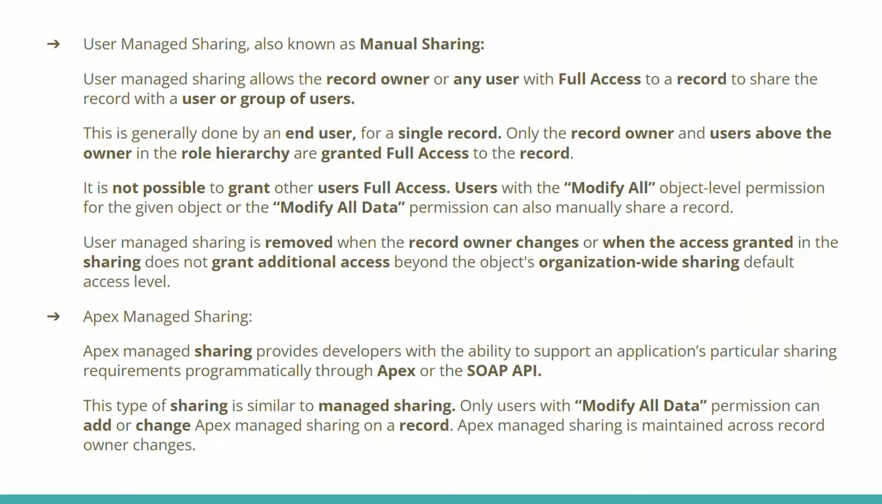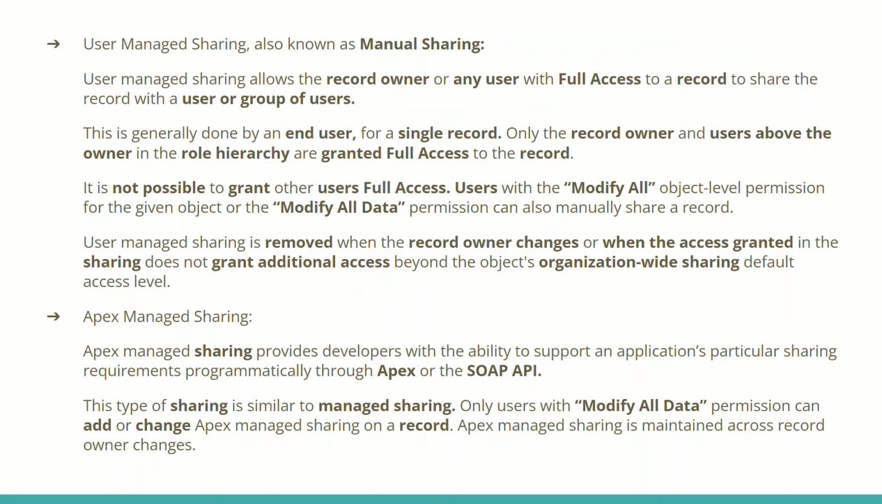User managed sharing, also known as manual sharing. As we all know, we have a button, and when we click on that button manually, the record will be shared. This is generally done by the end user for a single record. Only the record owner and users above the owner in the role hierarchy are granted full access to the record. So if you have a manager, the manager will have access to that particular record which you have created. It is not possible to grant other users full access.